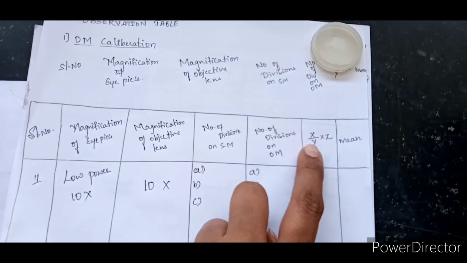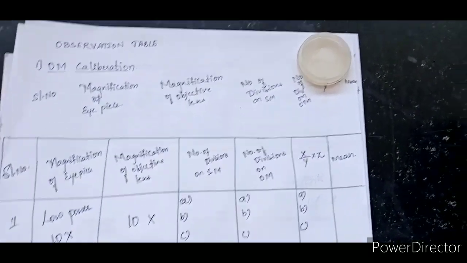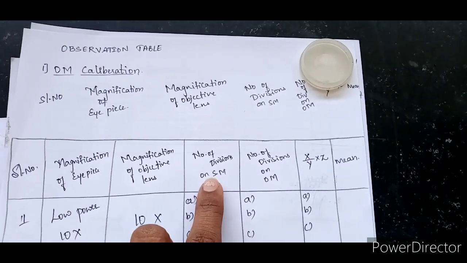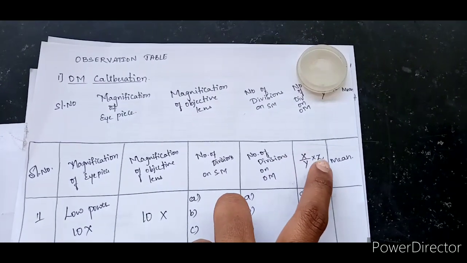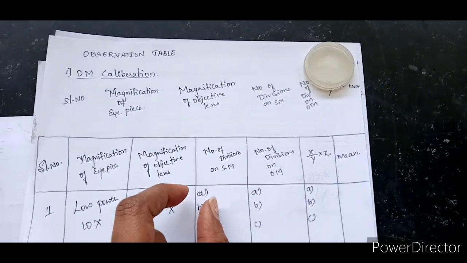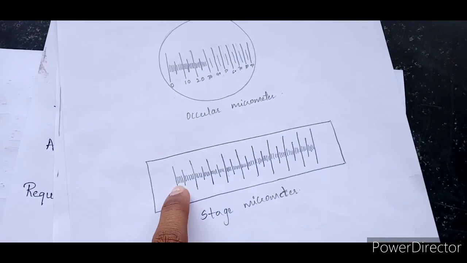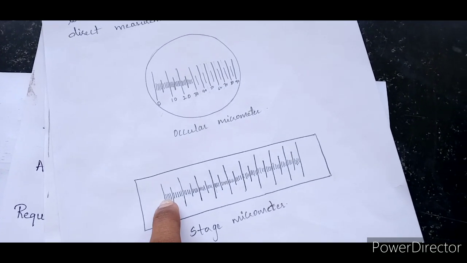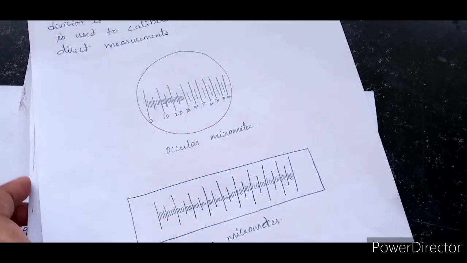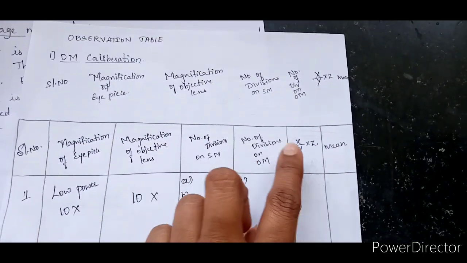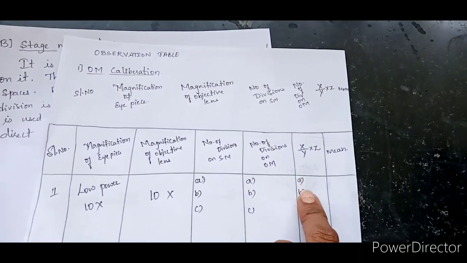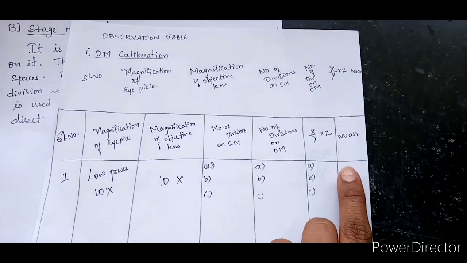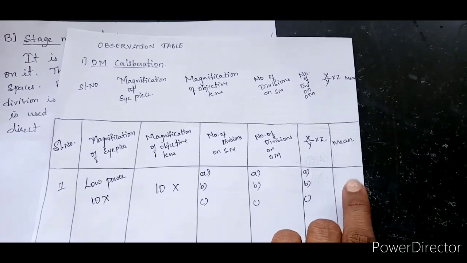Next, x by y, where x is the divisions on the SM, the stage micrometer, and y is the divisions on the OM, the ocular micrometer, into z, which is the distance between two lines, the first line and the second line, that is 10. So x by y into 10 is calculated, and after these three readings it is divided by 3 and we get the mean.